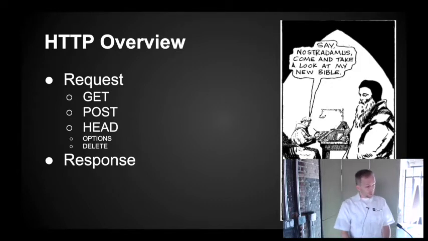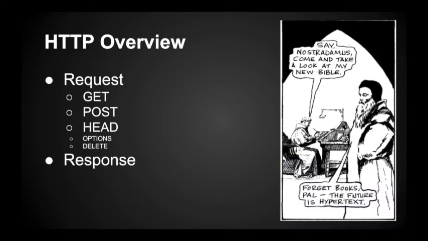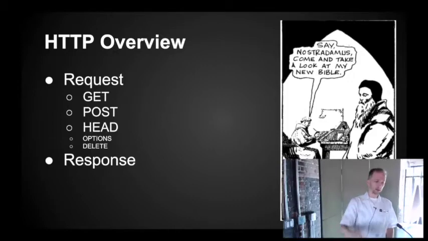The core concept of HTTP is a request is made by you, and a response comes back from the server. A couple different request types: get, post, head are the most common. Options and delete also exist. Get is what we'll be doing a demonstration of in a minute. It's for mostly fetching things. Post is for sending things and also for fetching things. And head is like an informational thing. I'm not going to talk about options and delete. And then response is like the data response back.